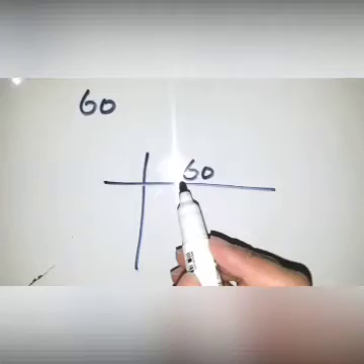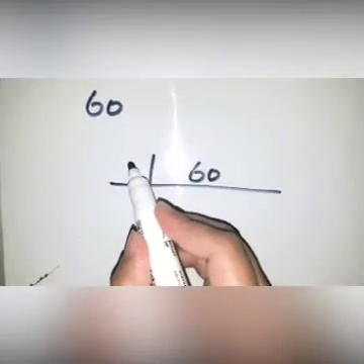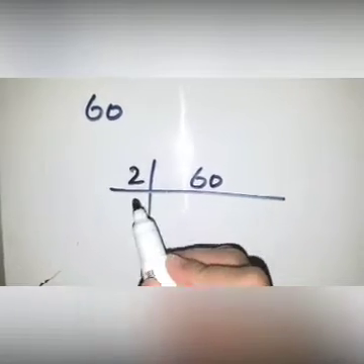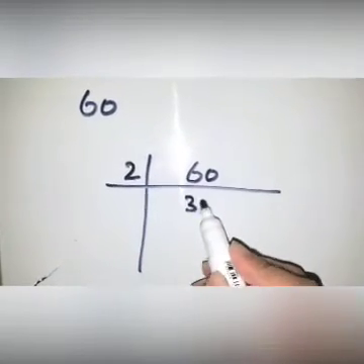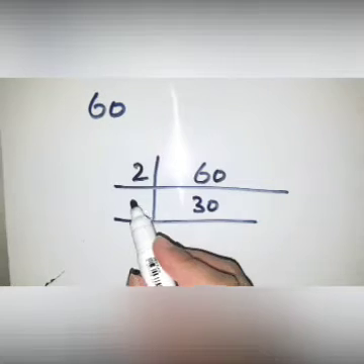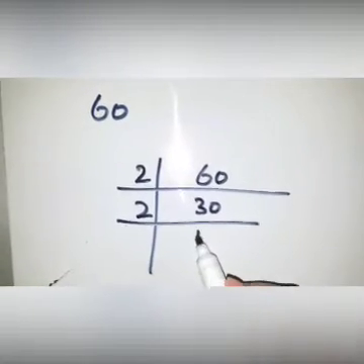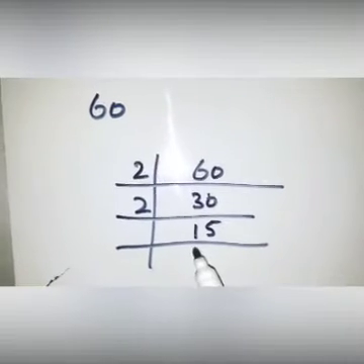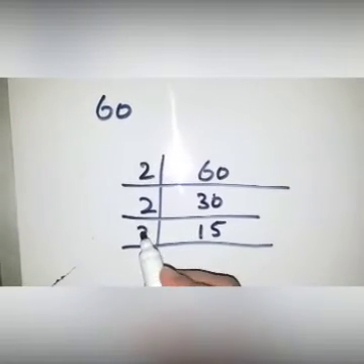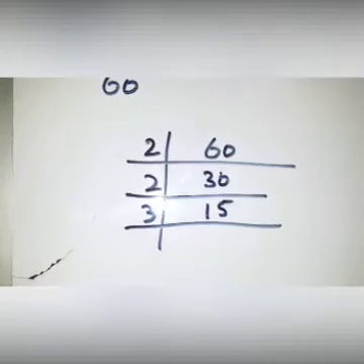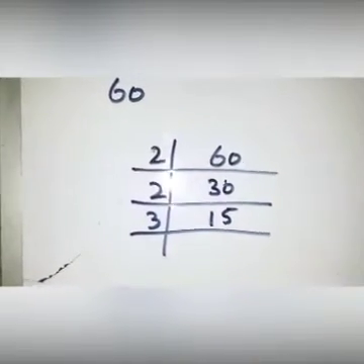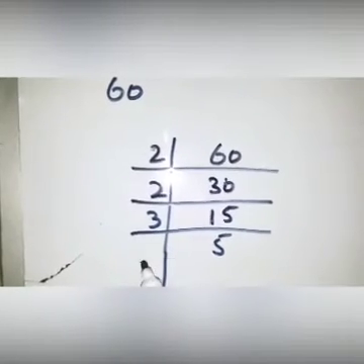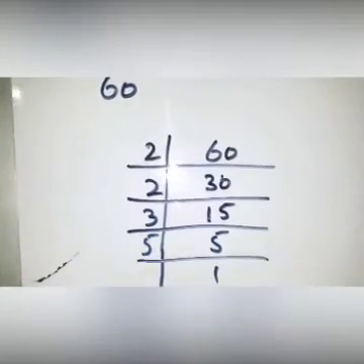You will write the 60 here and you will divide it by prime numbers. 2 is the prime number, so you will divide it by 2. 2 3s are 6, 0. Again 2, 2 1s are 2, and 1 here, 2 5s are 15. Now there is 15, it is not divisible by 2, so we will divide it by 3, and 3 is also a prime number. So 3 5s are 15. And here is the 5. 5 is a prime number, so 5 1s are 5.